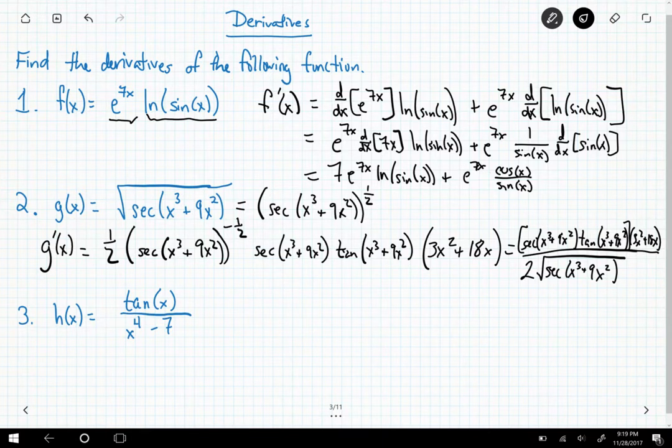Good. You can do some more simplifying with that square root of secant x cubed plus 9x squared and the secant of x cubed plus 9x squared up in the numerator. But it's not necessary once again. You could have even left it at the previous term. That works just as well.